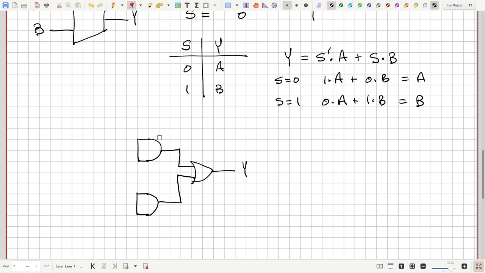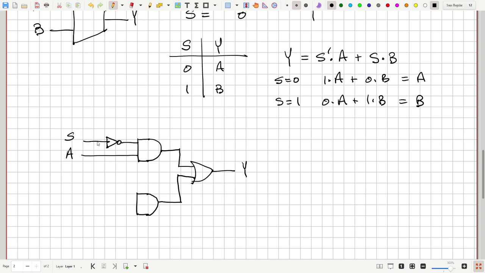And the input to the first one must be not S and A. So the not is going to be an inverter here, and then this is going to be A. There will be A, and this is going to be S. So that's going to be not S and A, or S and B.